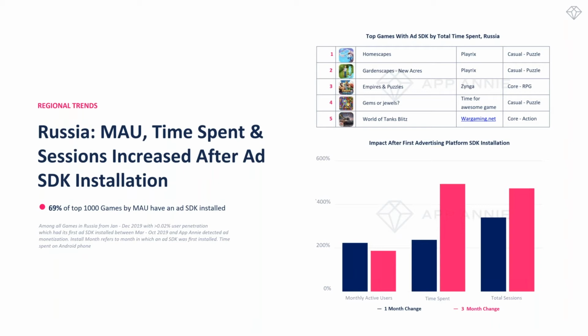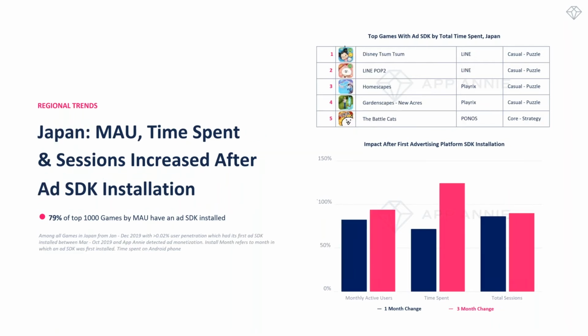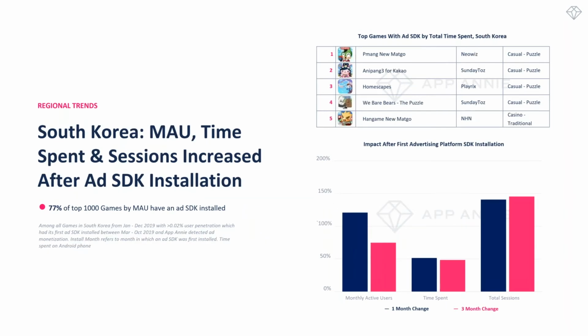And Russia, this is one of this group for EMEA. This one's a little bit lower, with 69% of the top 1,000 games. But again, you still see strong growth of these 3 metrics over time. Okay, looking at Japan, we saw about 79% of the top 1,000 games have an ad SDK installed. But again, as I said, you're going to keep seeing it: monthly active users, time spent, total sessions, everything's performing well. Okay, South Korea, you're also seeing strong growth across the metrics, and also around 77% of top games that have that ad SDK installed.